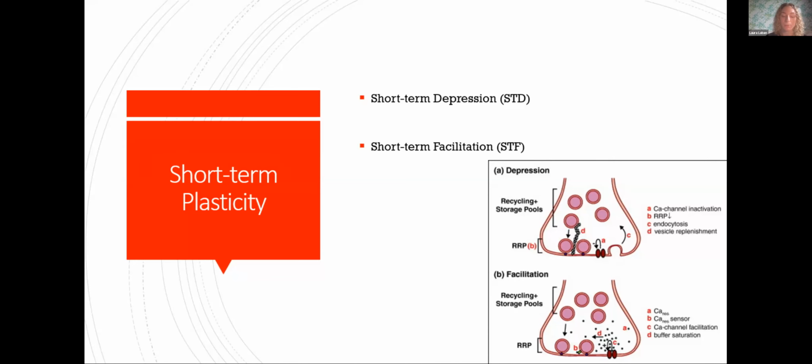So some cortical areas can be either depression dominant or facilitation dominant, but there can also be a mixture of both. And when we're talking about short-term plasticity, we really mean short-term. So it can be hundreds of milliseconds up to seconds. And the efficacy can quickly return back to baseline level if it stops right there.